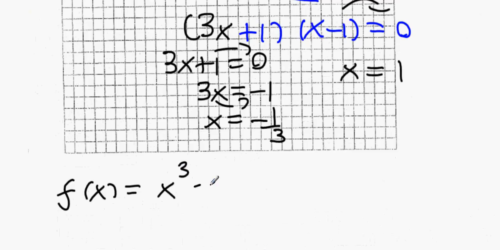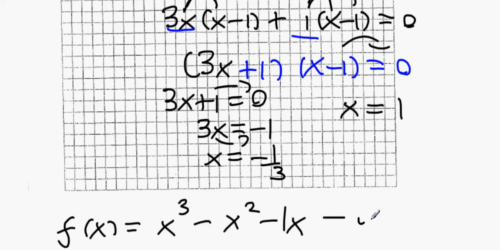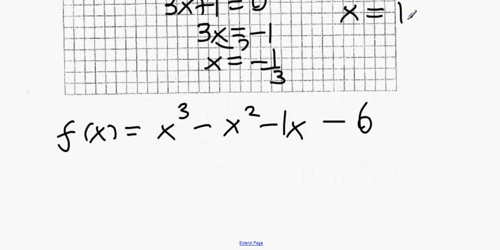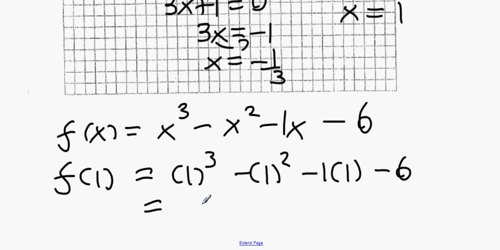x cubed minus x squared minus 1x minus 6. So what we can do is find the y value when x equals 1 by replacing x with 1. So we get 1 cubed minus 1 squared minus 1 times 1 minus 6. Put all of this into the calculator, we'll get 1 minus 1 minus 1.